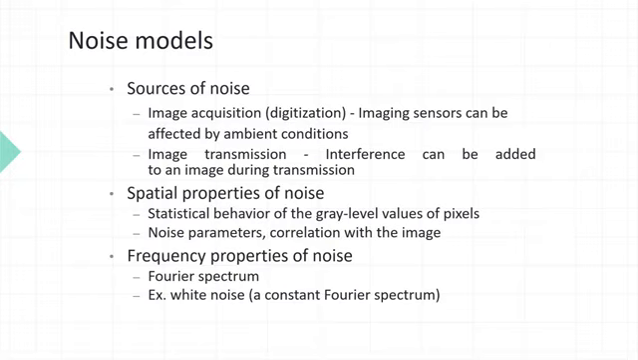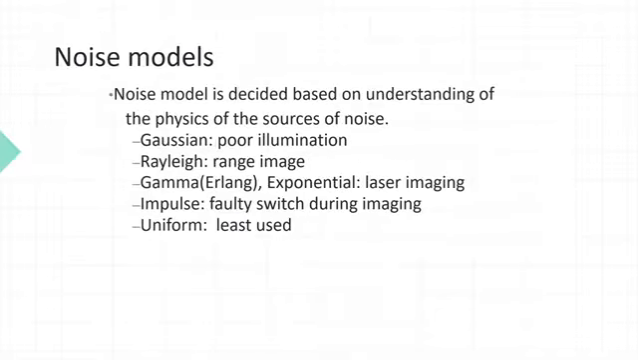Next one, frequency properties of noise. First of all, we have seen the spatial properties, next the frequency properties. Mainly here we depend upon the Fourier spectrum, meaning the Fourier transform. And the best example for this one is white noise, the best example for the noise models in frequency properties. Next, coming to the noise models, what are the types of noise models we have?